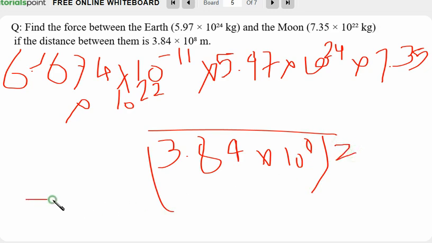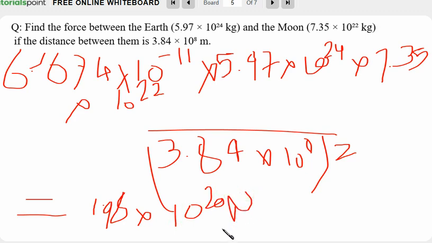So the approximate answer will be 1.98 into 10 to the power 20 newtons. So this would be the answer to this question. I think you have understood how to do force of gravitation problems among heavenly bodies like the Earth and the Moon.